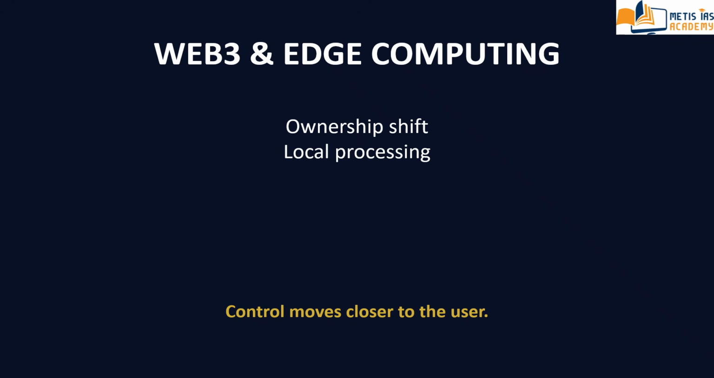Second one is edge computing. This is simpler. Instead of sending all data to a distant central cloud for processing, some processing happens closer to where the data is generated. So why is that useful? Because it can reduce latency, it can improve response time, it can help in real time scenarios, it can reduce pressures on distant central systems for certain tasks. Now what is the common theme here? Control and function are shifting closer to the user, device, or source point. That is the big pattern here.